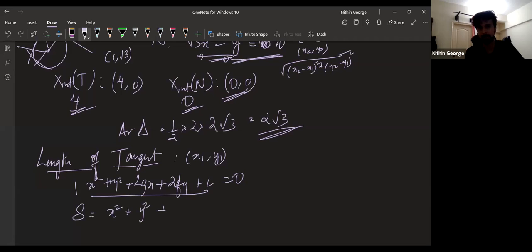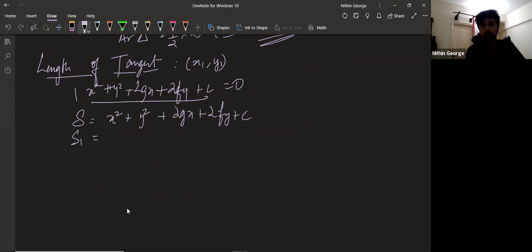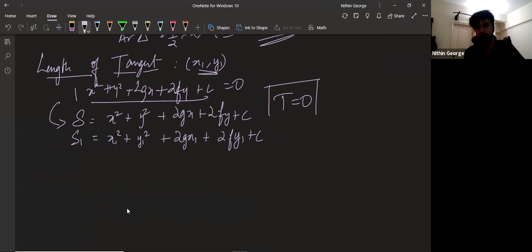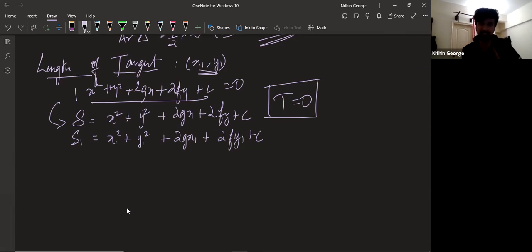So this will be S. I told you what S is in the last class: x square plus y square plus 2gx plus 2fy plus c. This is S. What is S1? Guys, remember what S1 is? Substitute the point x1 comma y1 into S. You get S1. This becomes x1 square plus y1 square plus 2gx1 plus 2fy1 plus c. Remember, T equal to 0 and S1 are different. Yes, sir. All right, these are things you should master. So this is the length of tangent.